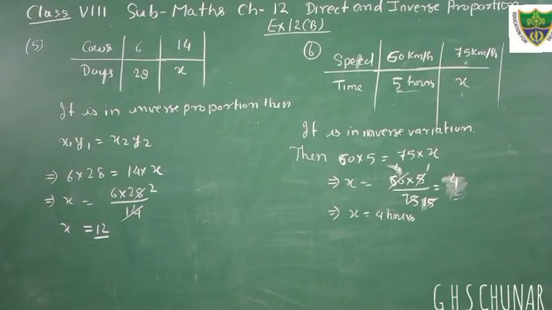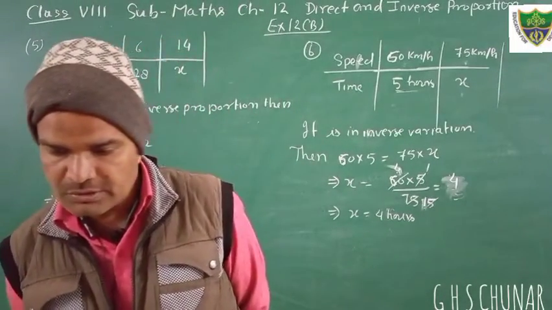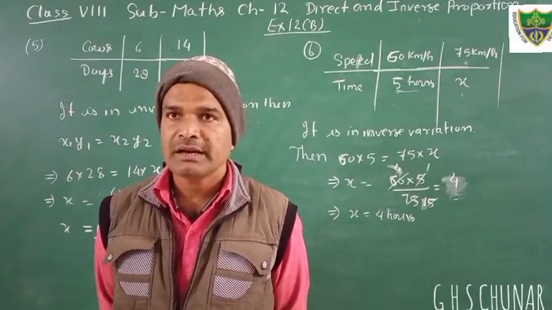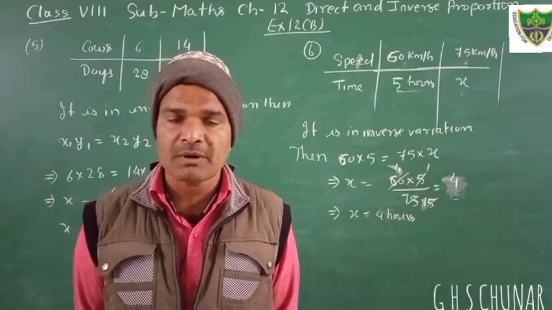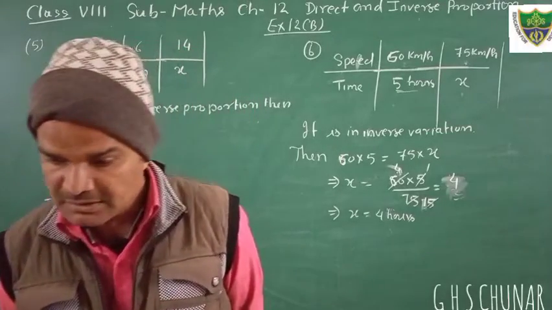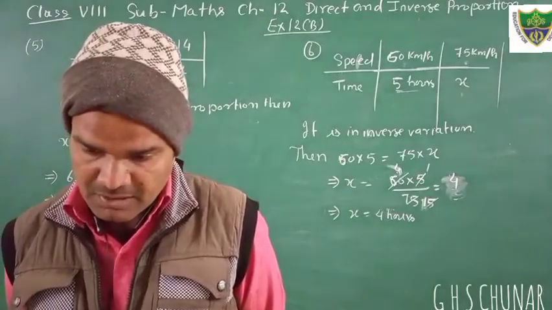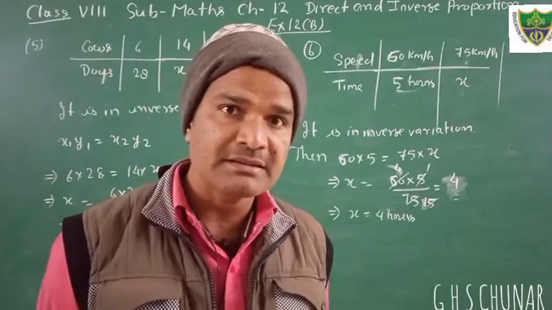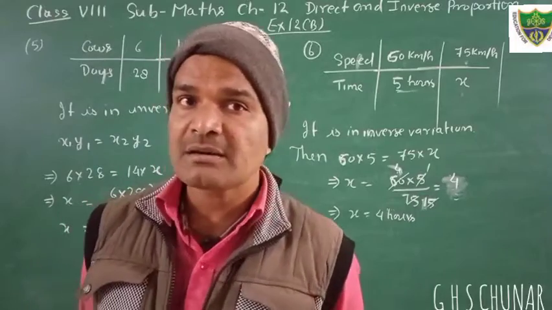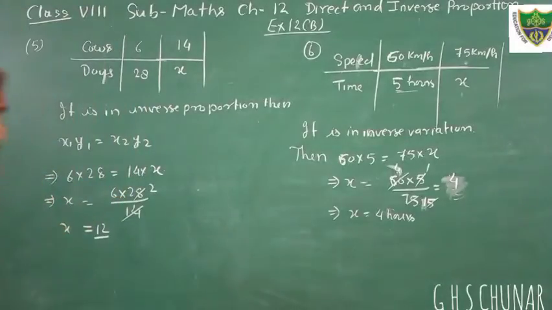Now we come to question number 7. In question number 7, it is given that a factory requires 42 machines to produce a given number of articles in 56 days. How many machines would be required to produce the same number of articles in 48 days? If the number of days is decreased, then we will increase the number of machines. So now we solve.